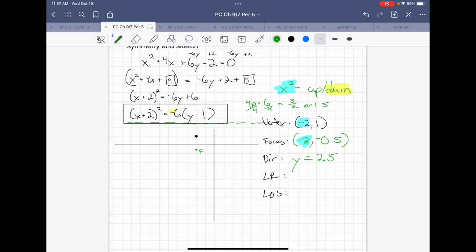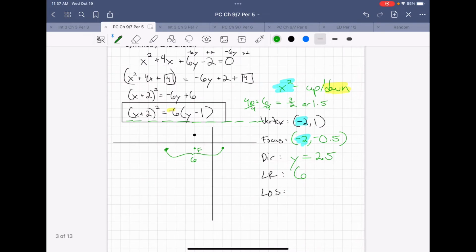The LR is how long it would be, and that's the absolute value of 4p, so that's just 6. Latus rectum, it's a length. The length of that is 6. So that means from across the focus, I have to split 6 evenly. So 3 to the left, 3 to the right. I split this to be a total of 6. Those are my other points I'm going to use.